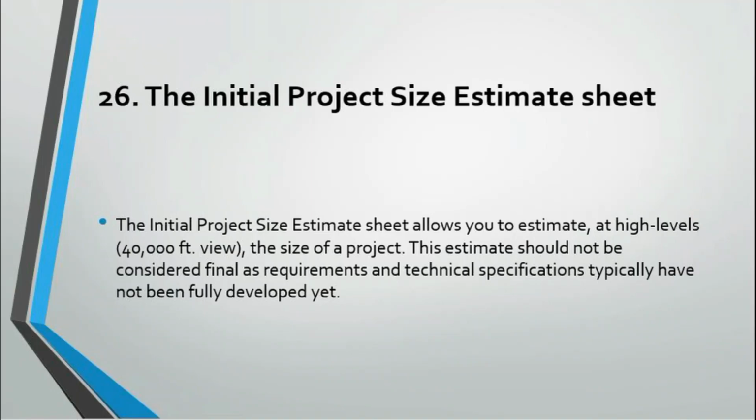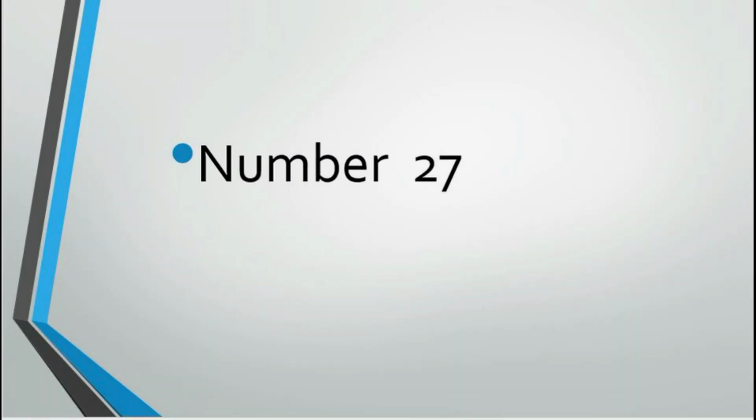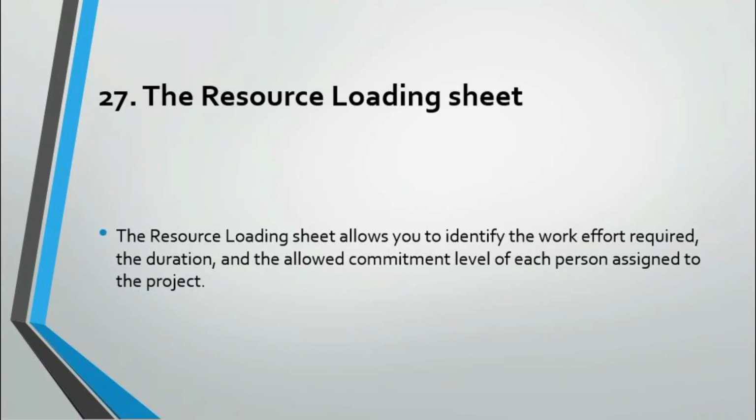And then number 26 is the initial project size estimate sheet. This one allows you to estimate higher levels, like the size of the project. Number 27 is the resource loading sheet. This one allows you to identify the work effort required, the duration, and the allowed commitment level of each person assigned to a project.